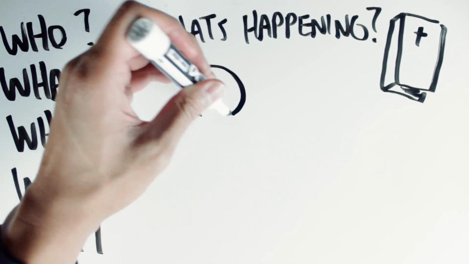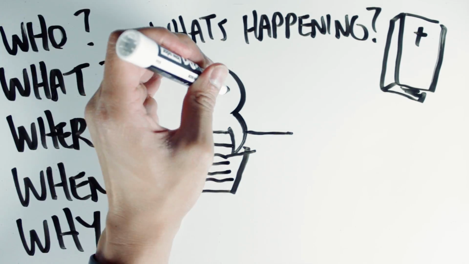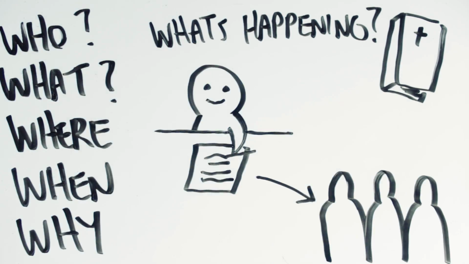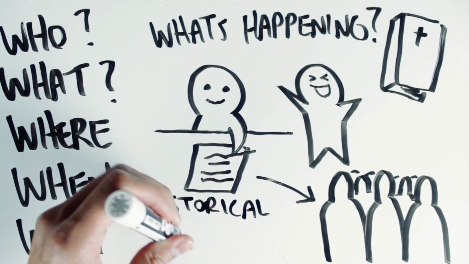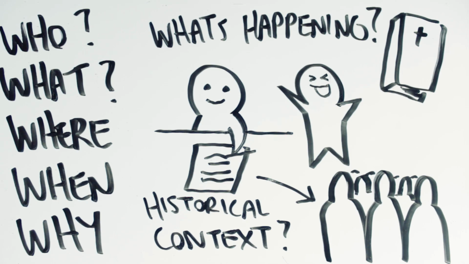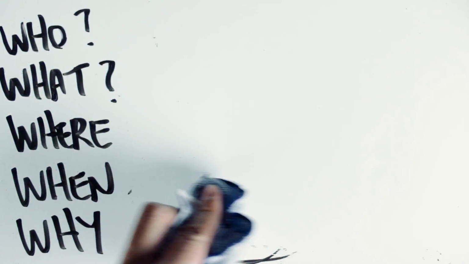Next is the what question. What's happening in the book? What's the author going through? What's the audience going through? What are the characters going through? What's the historical context? Or in other words, is there any big historical event that happened while this book was being written? This is an important question to answer because it gives you perspective as to what is happening.